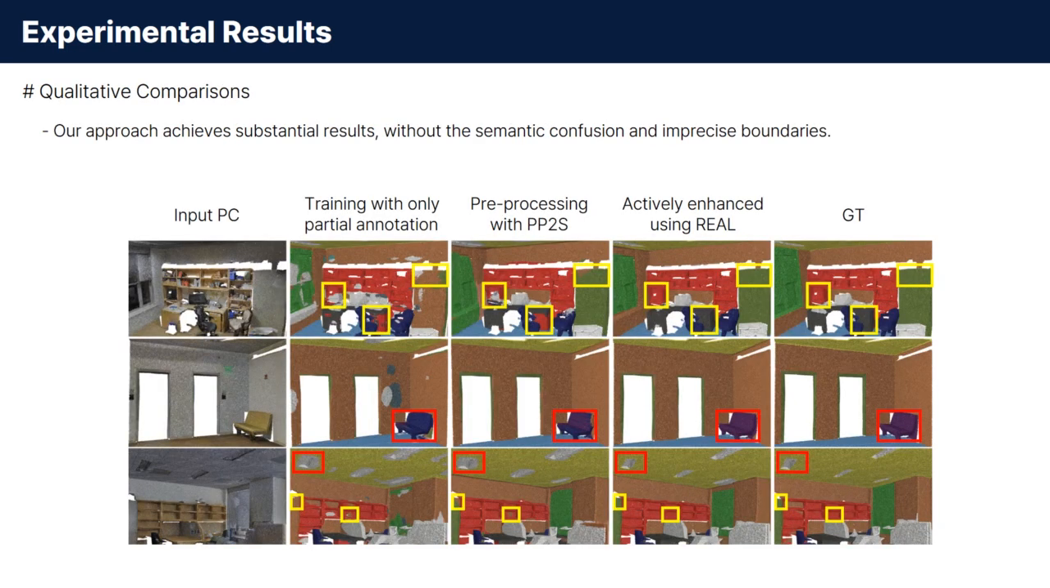The visual comparisons further confirm that the proposed approach achieves substantial results. The colored boxes highlight that REAL can reject semantic confusion and present precise segmentation results.